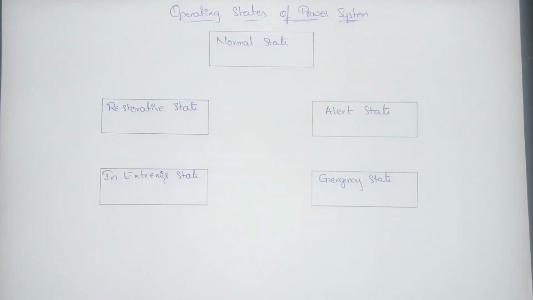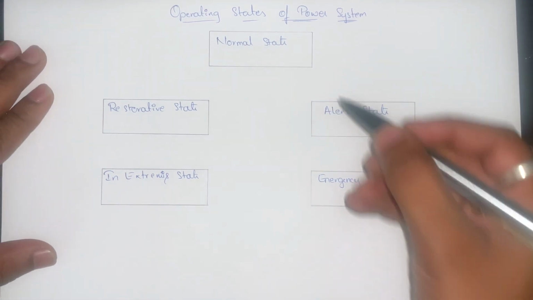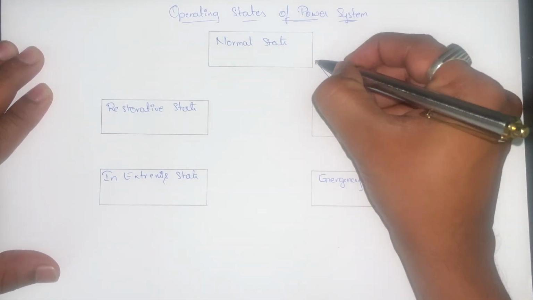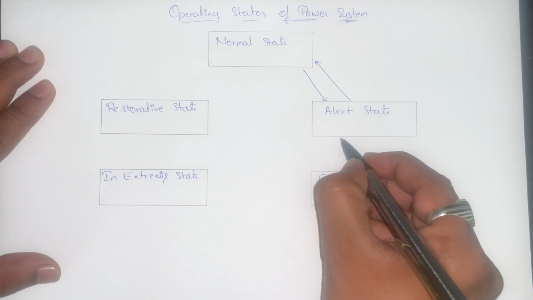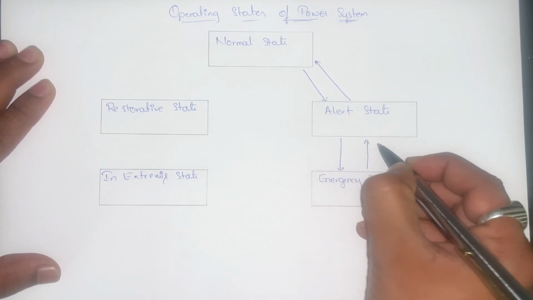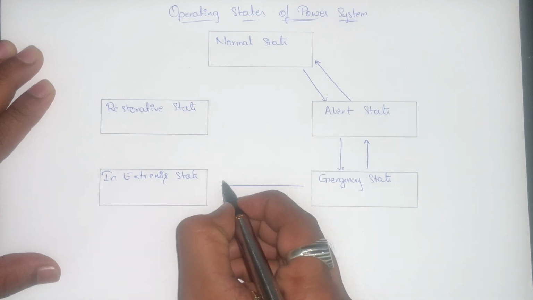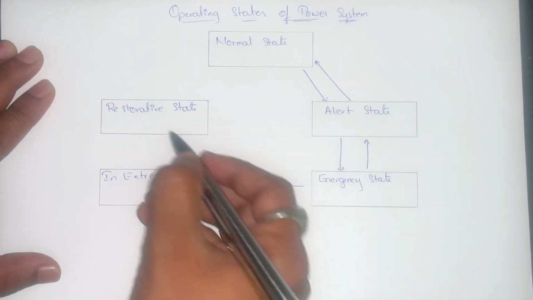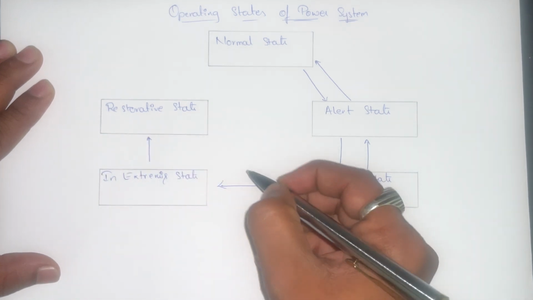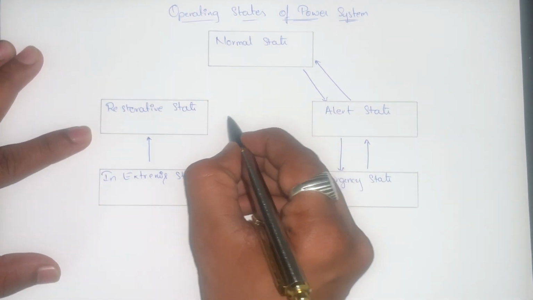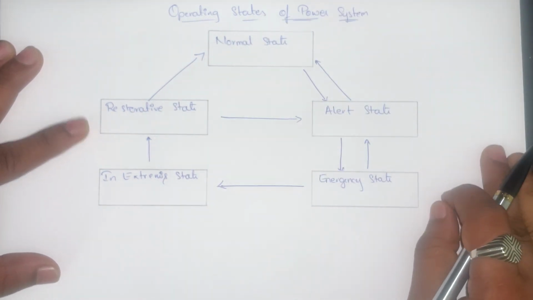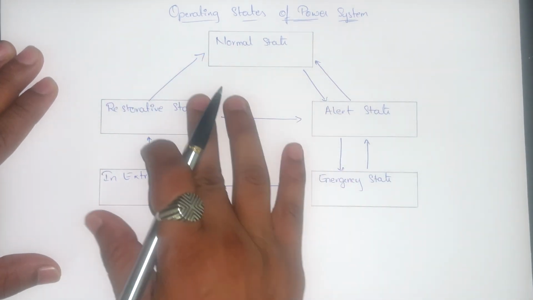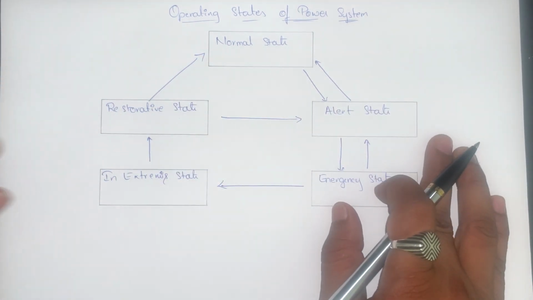These states are interconnected. The normal state and the alert state have two-way communication, and the alert and the emergency state are also two-way. The emergency state to in extremis state is one-way, and from in extremis state to the restorative is one-way. From the restorative state to the alert state is possible, and from the restorative to the normal state is possible. And we are going to discuss in detail how these directions matter in each case.